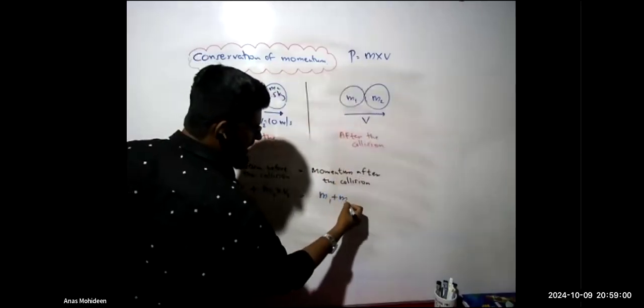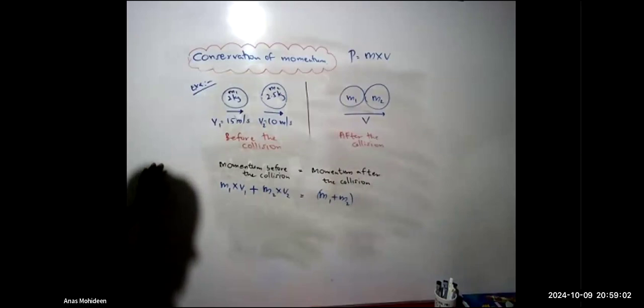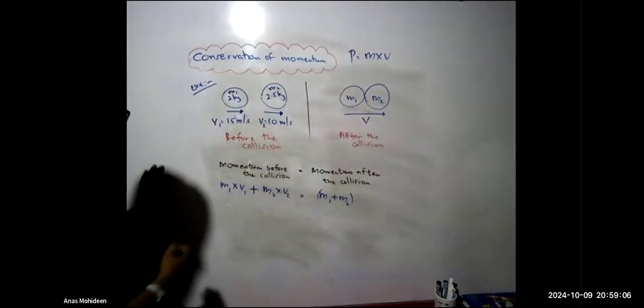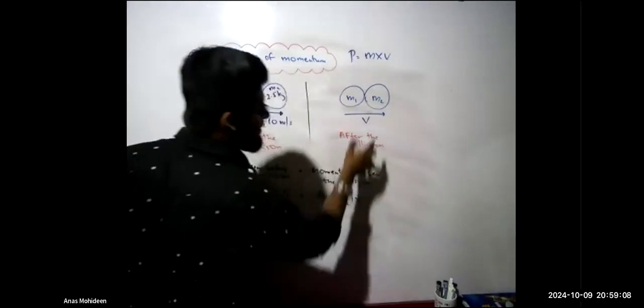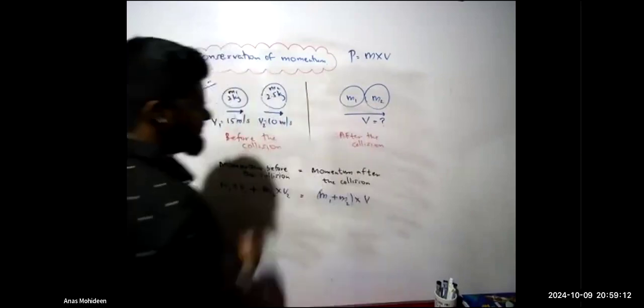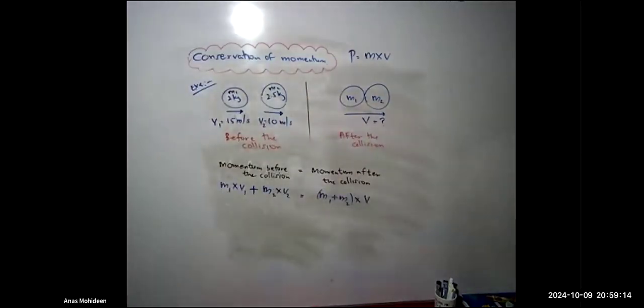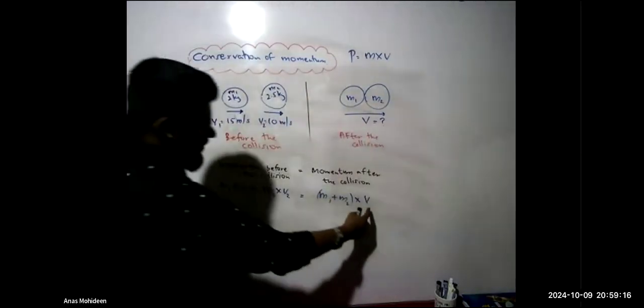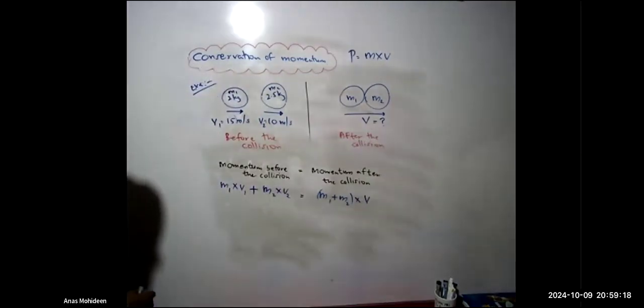So m1 plus m2 should be moving at one common velocity v. And the question is asking you, what is this v? You want to find out v. So how do we do that now? I need to find out v.